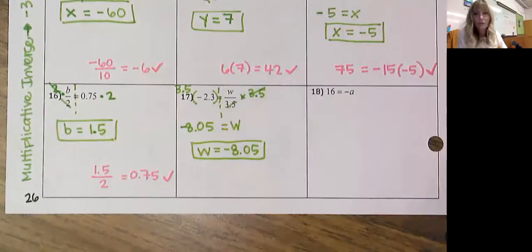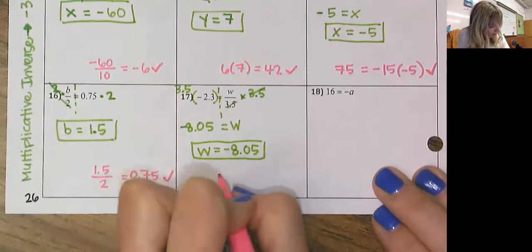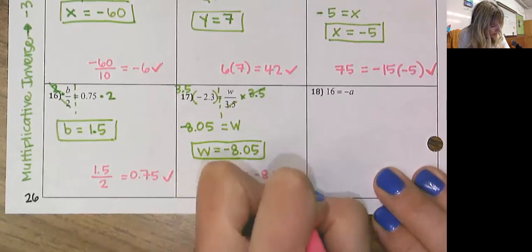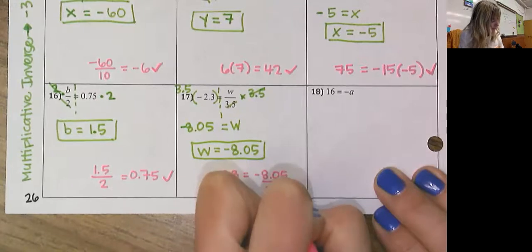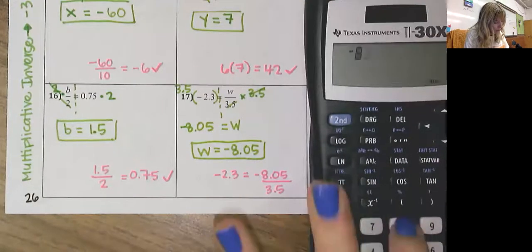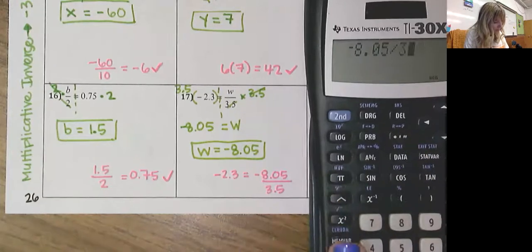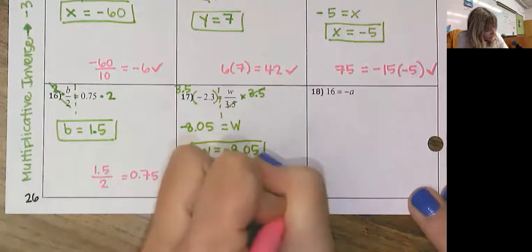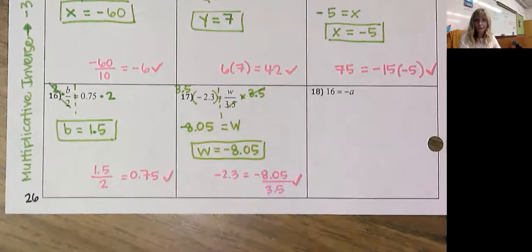Different signs, negative. Let's check that. Is negative 2.3 equal to negative 8.05 divided by 3.5? I don't know. Let's type it in and see. There you go. Negative 8.05 divided by 3.5 is equal to negative 2.3. Checks out. We solved it correctly.